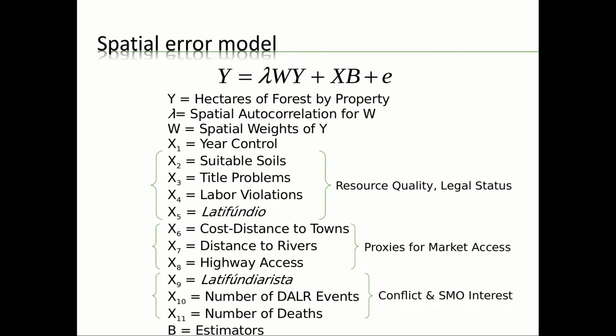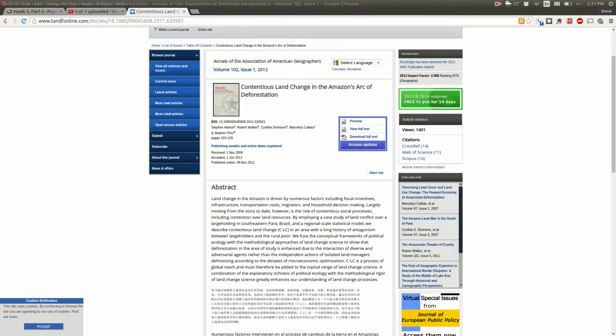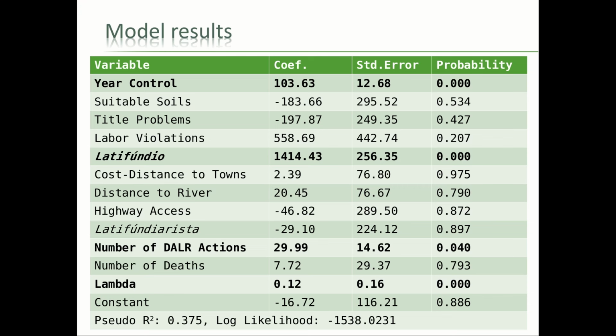You also have errors here, and in this case, because this involves a spatial phenomenon, in other words, a property next door might have an impact on what happens on the property of interest, we have to include spatial autocorrelation. I don't want to dig too much into the technical specifications of this, but a spatial error model was able to capture the spatial component of this problem. And so model results, in some model runs, this is one example, not exactly the same one as in the article that I showed you here, Contentious Land Change, but the results are consistent.